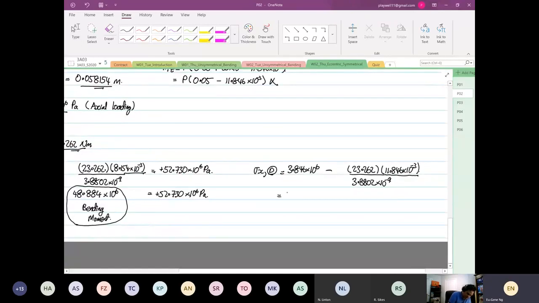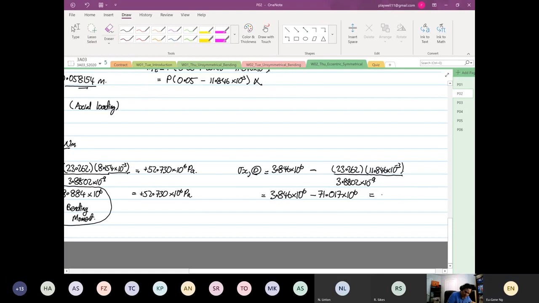So this will be equal to 3.846 in tensile, minus 23.262 times 11.846 to the power minus 3 divided by 3.8802 to the power minus 9. This will be equal to 71.017 times 10 to the power 6. So the outcome of this will be 3.846 minus 71.017, which is equal to minus 67.171 times 10 to the power 6 Pascal.